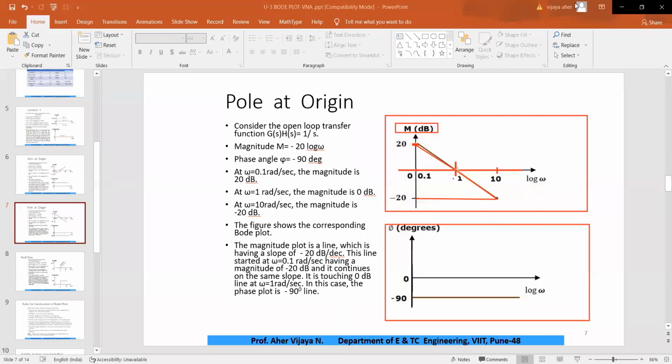This is the 0 dB line, and omega is equal to 1. It continues with the same slope up to omega is equal to 10. At omega is equal to 10, magnitude is equal to minus 20 dB per decade. So this is your magnitude plot, and this is your phase plot for pole at origin. Got my point? Understood?